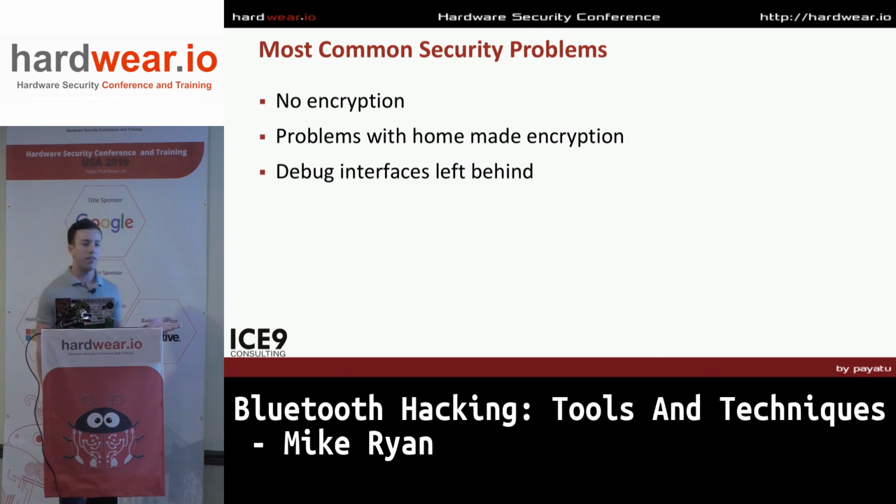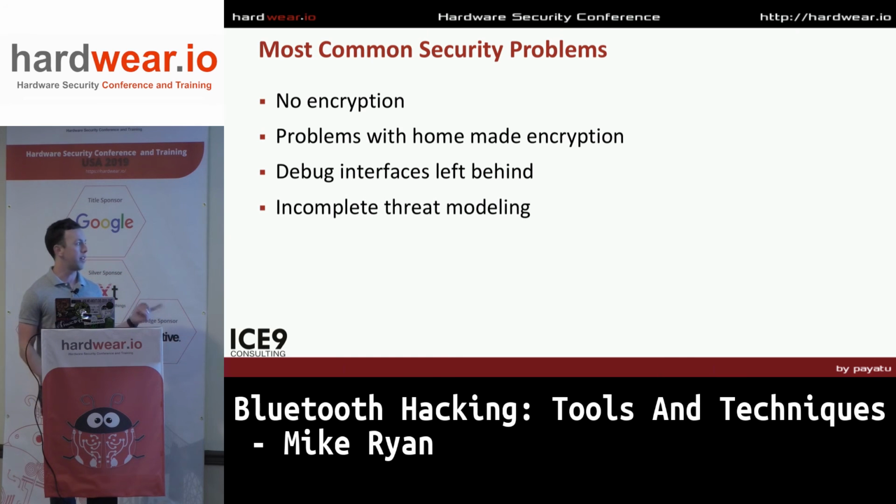There were some debug interfaces on some devices that I've encountered, and incomplete threat modeling. This is what tanked the Bluetooth credit card. They were using encryption. The app and the design were reasonably well thought out. There were just a few corner and edge cases that they didn't consider. So security, you have to be holistic about it. You can't just think, oh, I'm using encryption, done. You have to have a big picture.